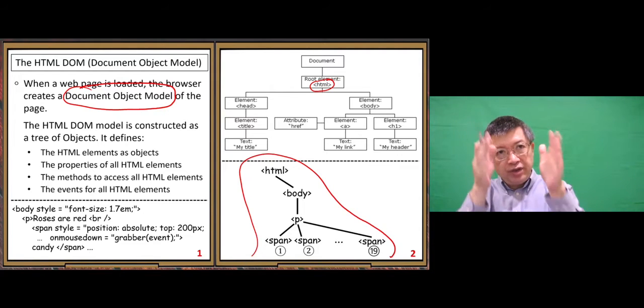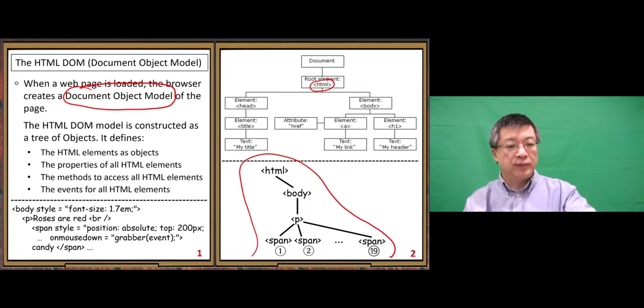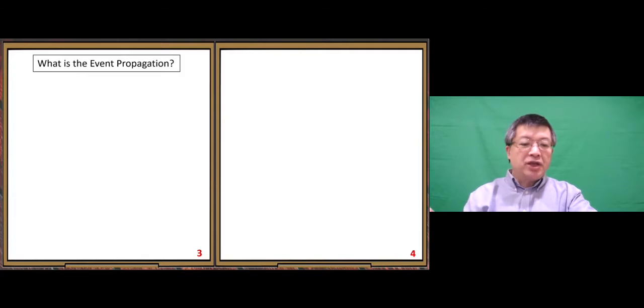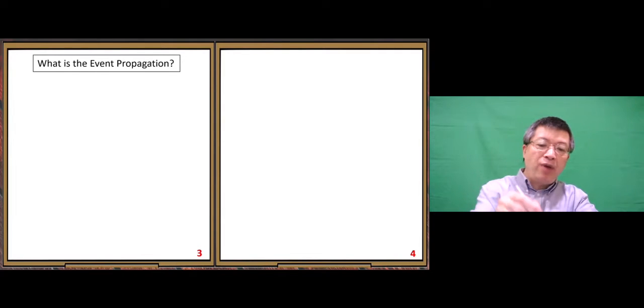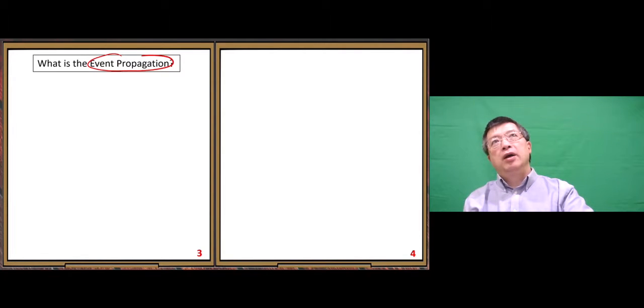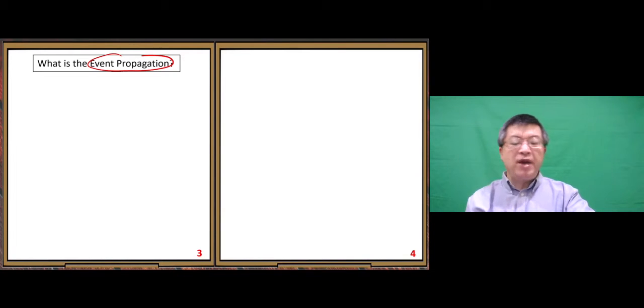We're only interested in this part. All right. So this is the DOM model. Next, I want to explain the event propagation concept. We need to use that DOM model. So now we have the knowledge to understand this concept, event propagation.